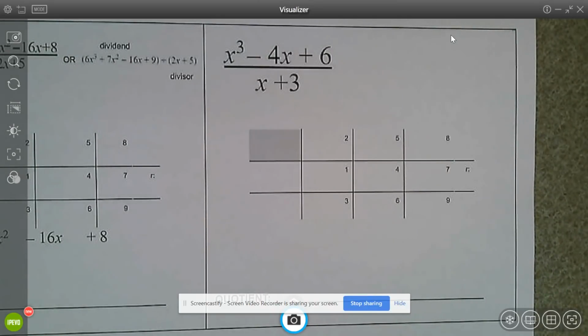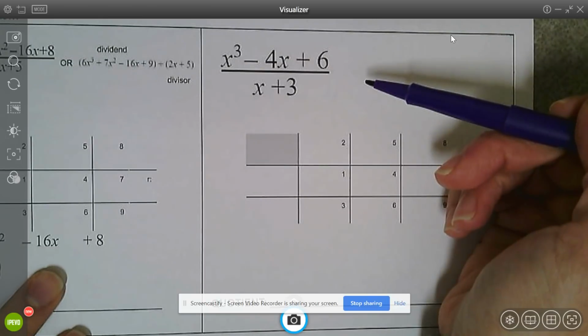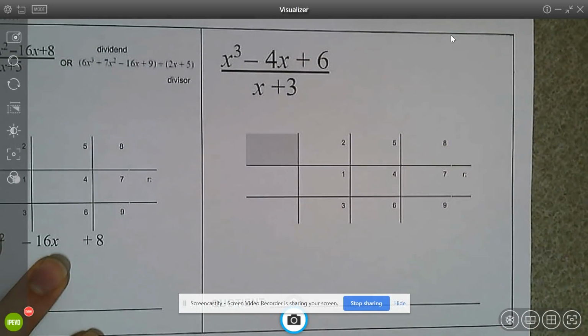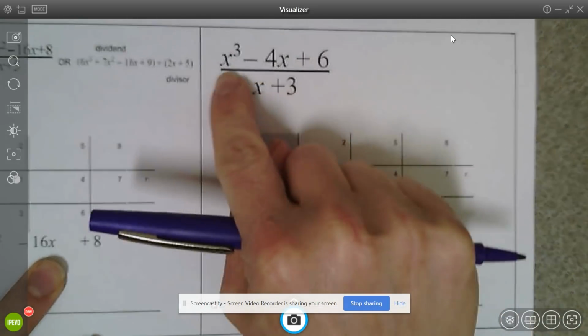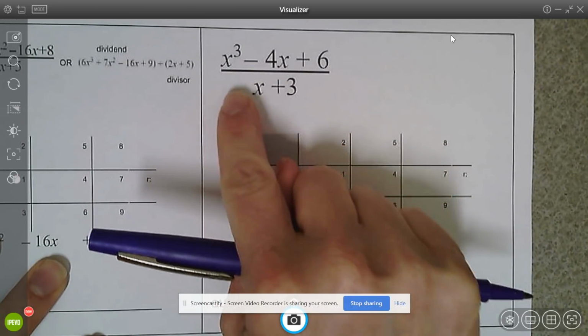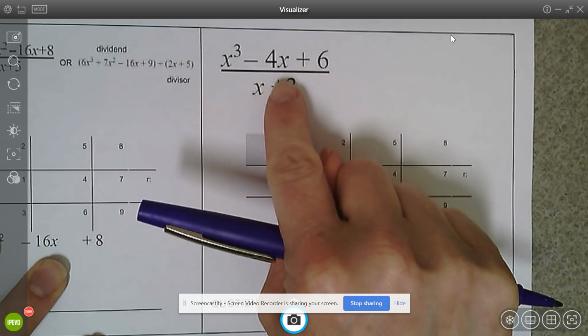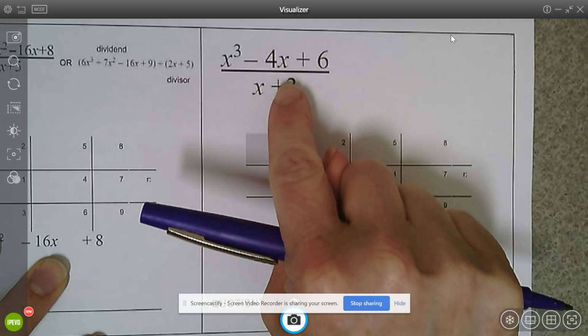This video is another example of how to divide polynomials with the box method. So we're looking at the second example over here, and we're going to get ready to set up our problem. Before we do so, I want you to notice that the dividend goes from x cubed to just a term with an x. There's no x squared.